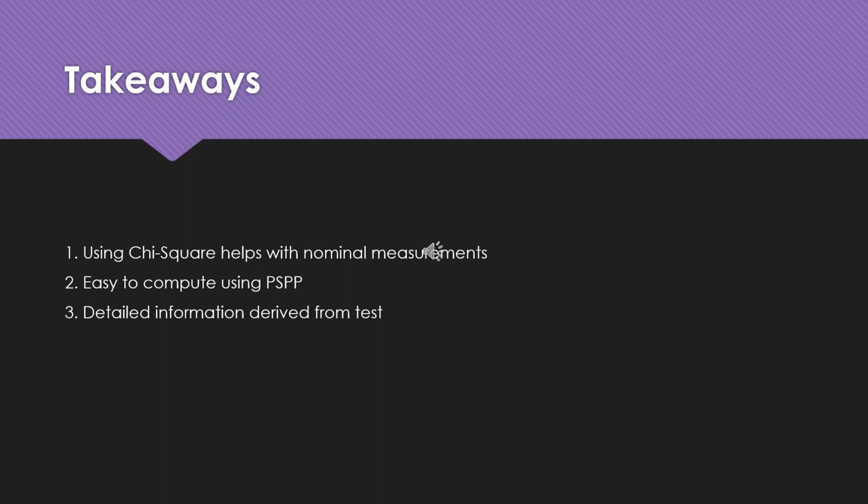We have 3 takeaways. First of all, using chi-square helps with nominal measurements. Second, it's easy to compute using PSPP. And lastly, detailed information derives from the tests.